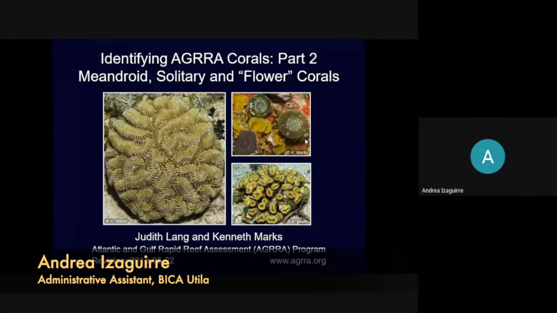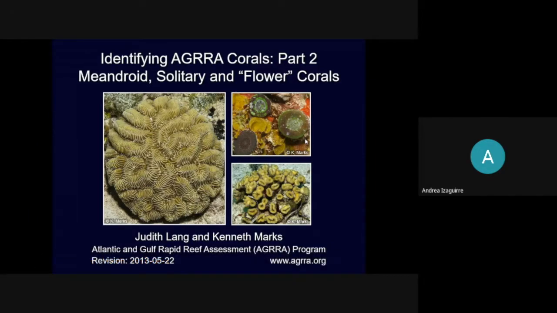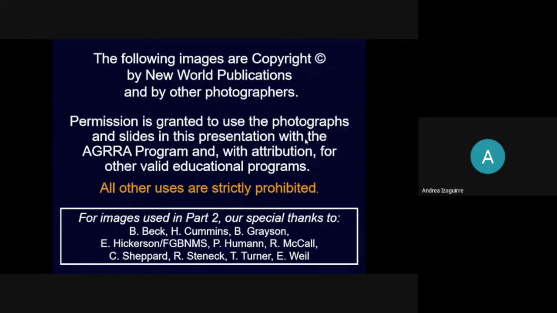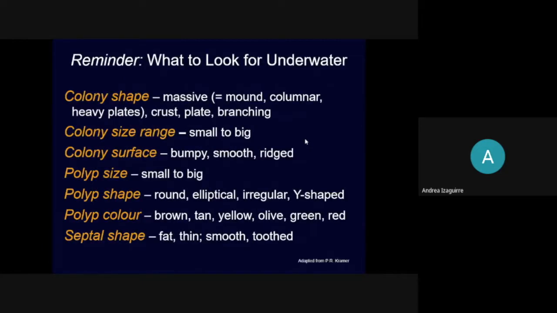So this is the second part for the coral identification. And I think these are easier to identify. These have more distinct shapes in the overall colony, so they're a lot easier to identify. Again, just remember that with this presentation, it's all pictures, so maybe sometimes you don't really see as many clues as you would if you had the colony right in front of you.